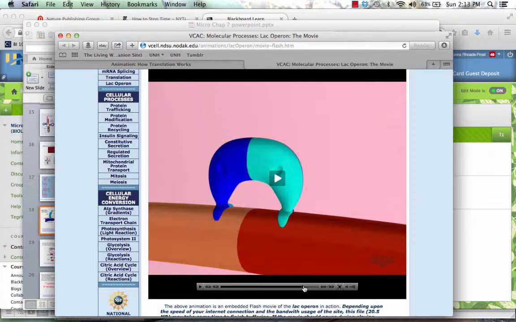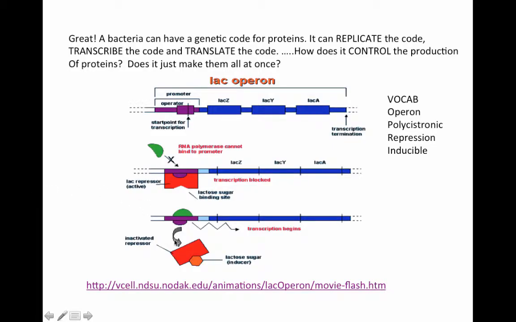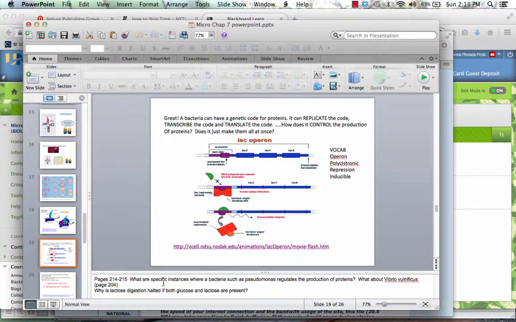Now, E. coli prefers to digest glucose, and in your book I've asked a question. Let's go back to the PowerPoint, if you can see it. If you go to the presenter notes, I've asked you what are specific instances where bacteria, your book talks about Pseudomonas, regulate the production of proteins. It gives you 3 times when it regulates the production of proteins. There is a call-out box in your book about Vibrio vulnificus, one of my favorites from this summer. And then I ask you, why is lactose digestion halted if both glucose and lactose are present? Won't an E. coli break down both of them at the same time? Take a look at that and figure out why. That could be a good question for you.